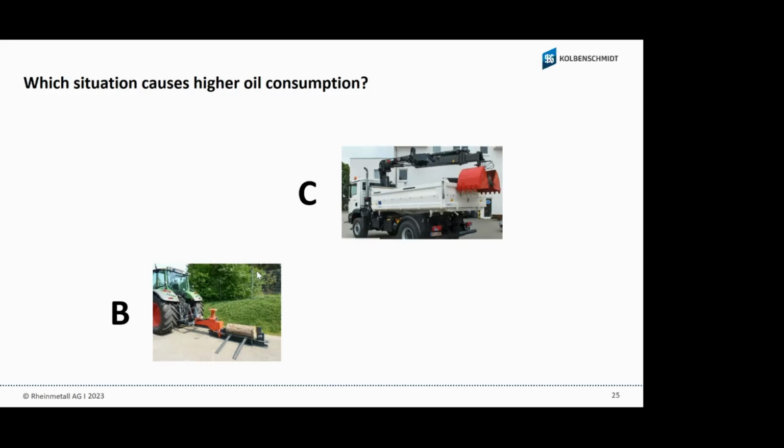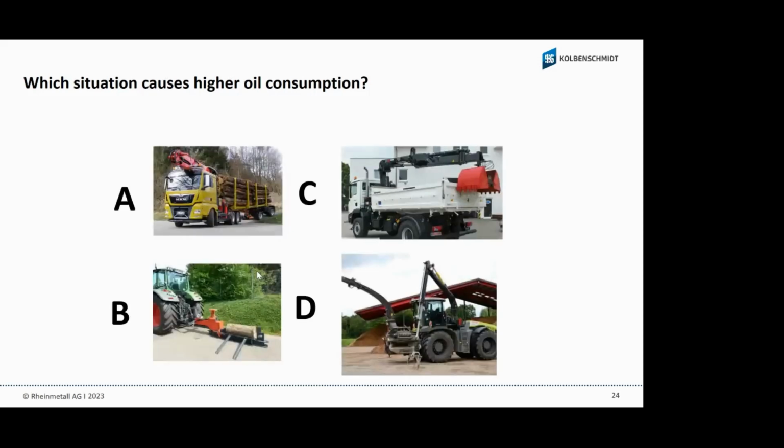C, when you're using the crane on a truck like in this picture, it means the engine is running at idle speed, or maybe a little bit more than idle speed. They don't need the full power of the engine for the hydraulic system to move the crane left and right and up and down. You say also number D, Mike.